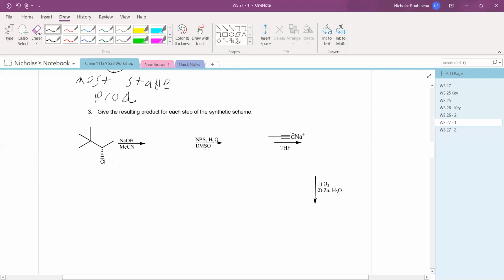Cause an SN2 reaction. It looks like SN2, yeah, because we have a strong nucleophile and we have an aprotic solvent. And generally, when you have a strong nucleophile and you have an aprotic solvent, the aprotic solvent is going to favor SN2 over E2, even though this is also a good base.